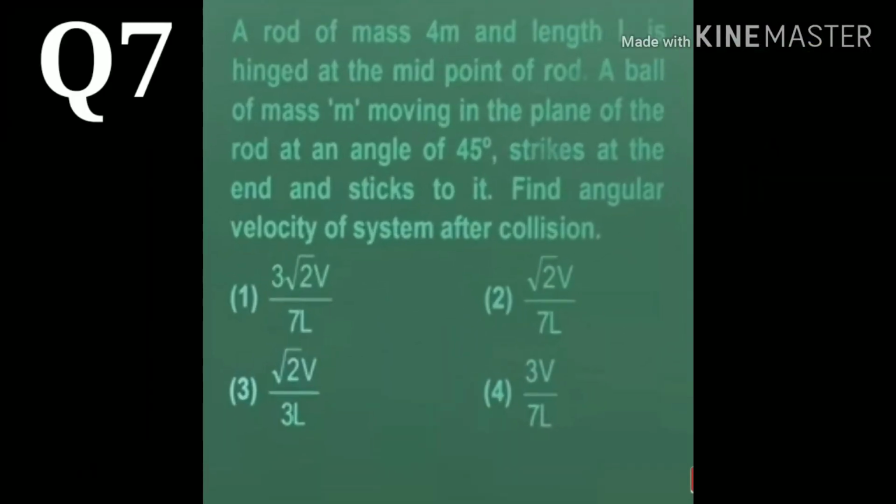Question number 7. A rod of mass 4m and length L is hinged at the midpoint of the rod. A ball of mass m moving in the plane of the rod at an angle of 45 degrees strikes at the end and sticks to it. Find the angular velocity of the system after collision.